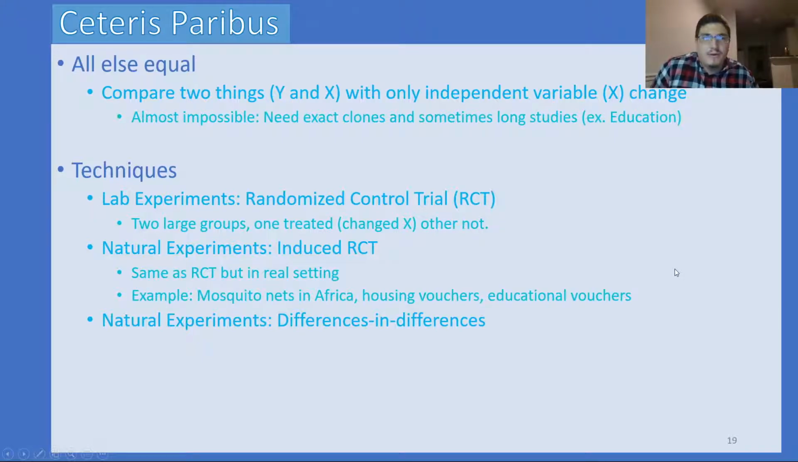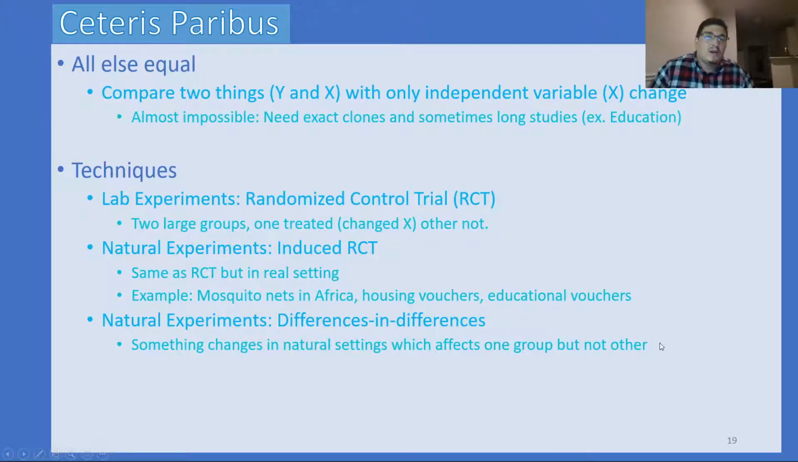Sorry, I didn't realize I had split natural experiments here. So you can have induced randomized control trials in real settings, or you can do what's called difference in differences. This is a pretty popular method. You change something in the real world, in natural settings, that affects one group but not the other. So if a firm were to close, as a primary example, or another example, if some YouTube channel has a viral video and another doesn't, you can observe what happens with the changes in those groups' behaviors.